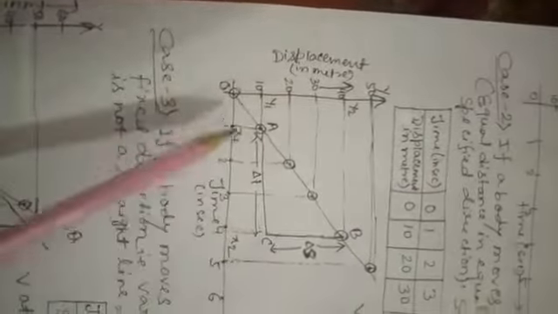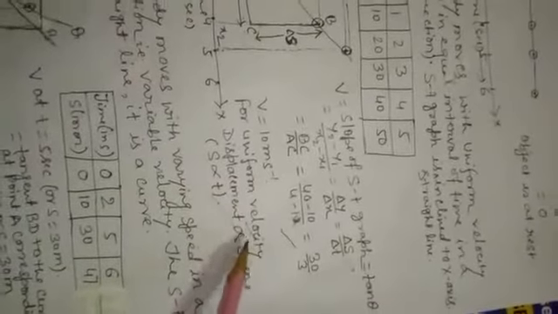So V is equal to y2 minus y1 divided by x2 minus x1, or delta y by delta x, delta S by delta T, BC by AC. So 40 minus 10 divided by 4 minus 1. So we got 10 meter per second. So for uniform velocity, displacement is directly proportional to time.